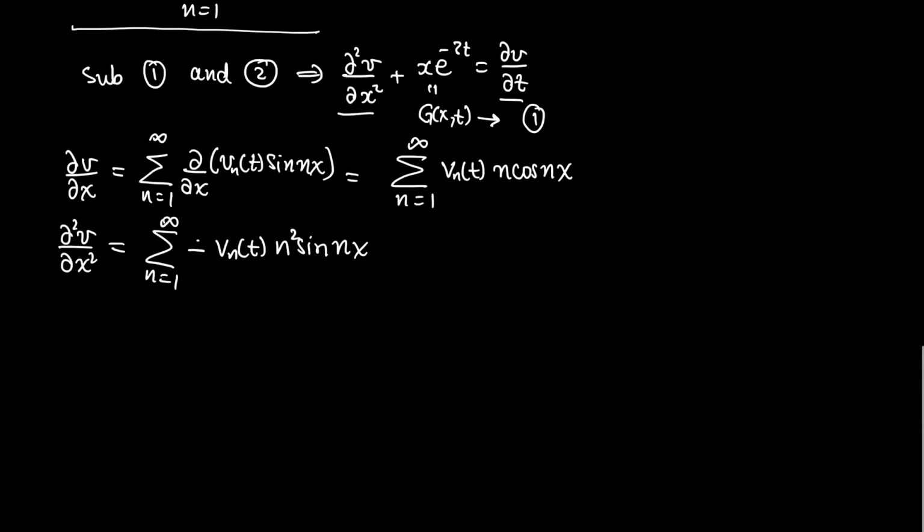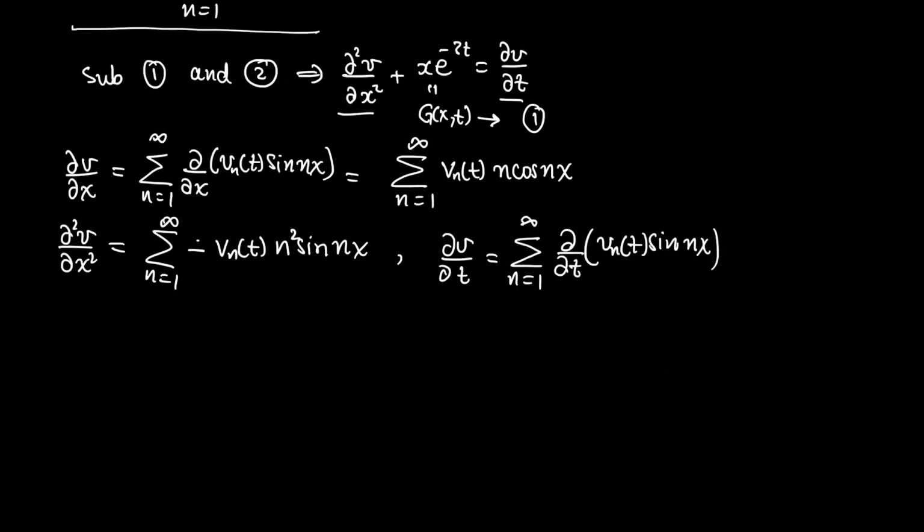Okay, now I'm going to find the derivative in terms of time, the partial of v over partial t. Then I have the summation of the derivative in t of v_n(t) sin(nx). This time sin(nx) is constant, so I just have v_n derivative in terms of time times sin(nx), like that. Now I have to substitute all of them into this equation.